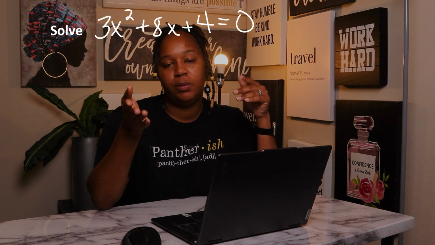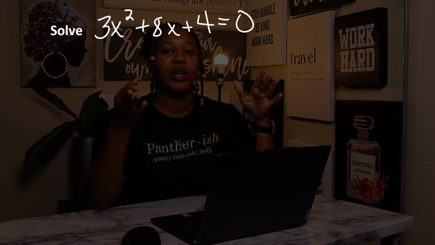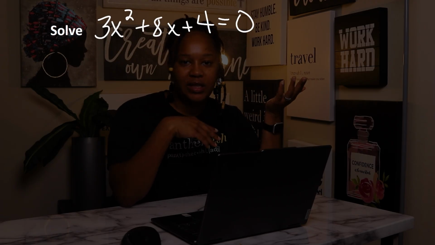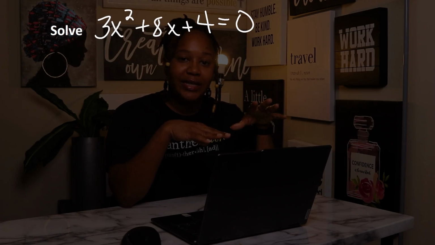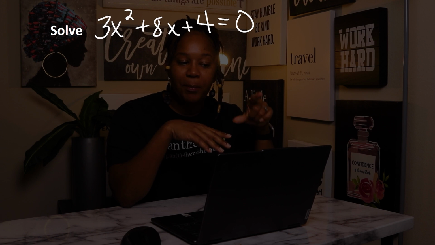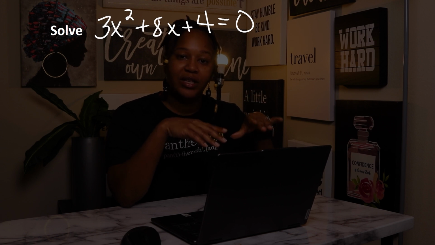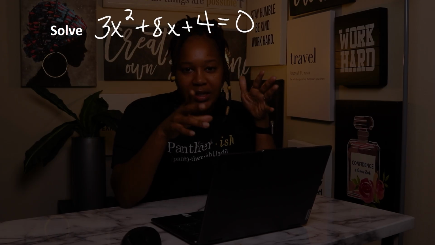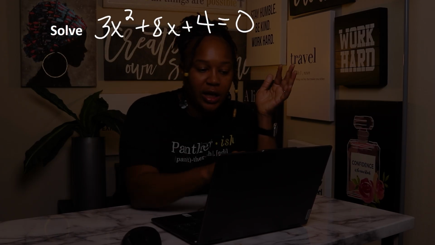In this last example, we want to solve 3x squared plus 8x plus 4 equals 0. This is also a quadratic equation. You have a variable x, just one. You have an equal sign, and the highest exponent is 2. However, in this case, I can still solve by factoring, but I have a number in front of the x squared. So if you remember, when we talked about factoring, you can either use the AC method or you can use the shortcut to the AC method.